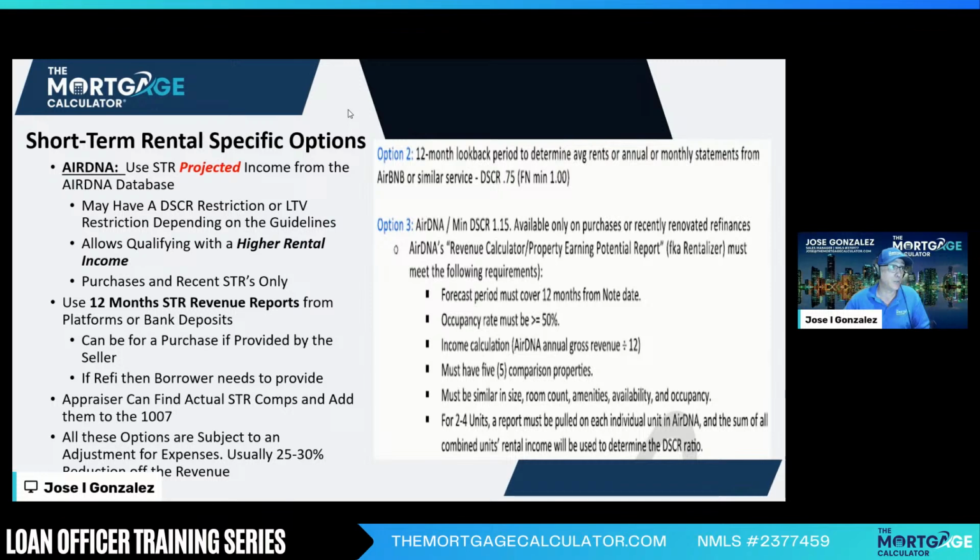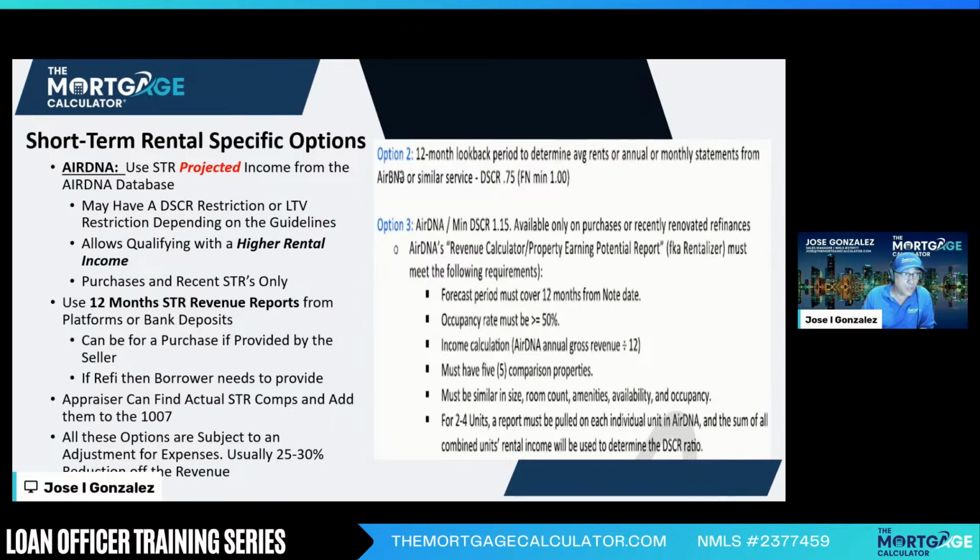But obviously the short-term rental specific options allow us to qualify with a higher rental income, and we can use that for purchases. And now they're even letting you use it for properties recently put into service as short-term rentals, and then you don't have the 12 months of revenue reports. We have options that will let you use it for refis, cash out refis. So that's pretty amazing, right?